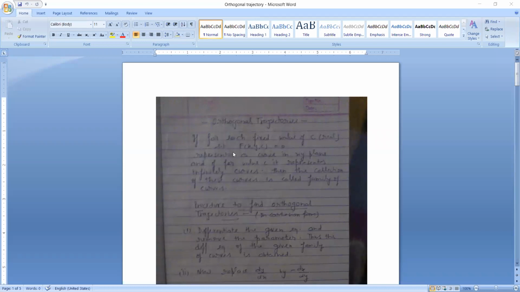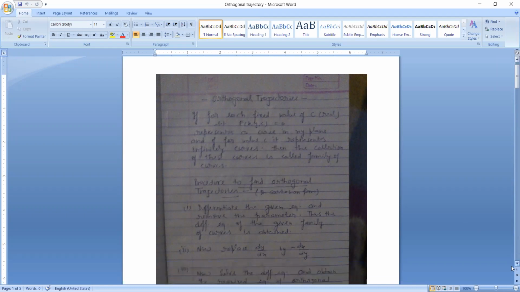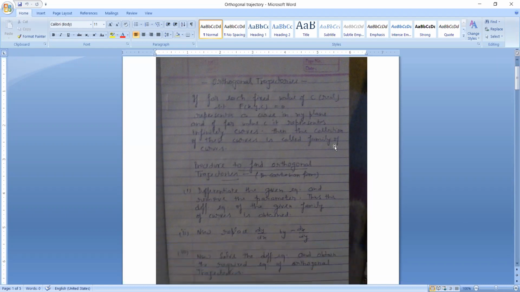Today I will discuss orthogonal trajectory. What is orthogonal trajectory? If for each fixed real value of c, f(x, y, c) = 0 represents a curve in the xy plane, and if for different values of c it represents infinitely many curves, then the collection of these curves is called a family of curves.